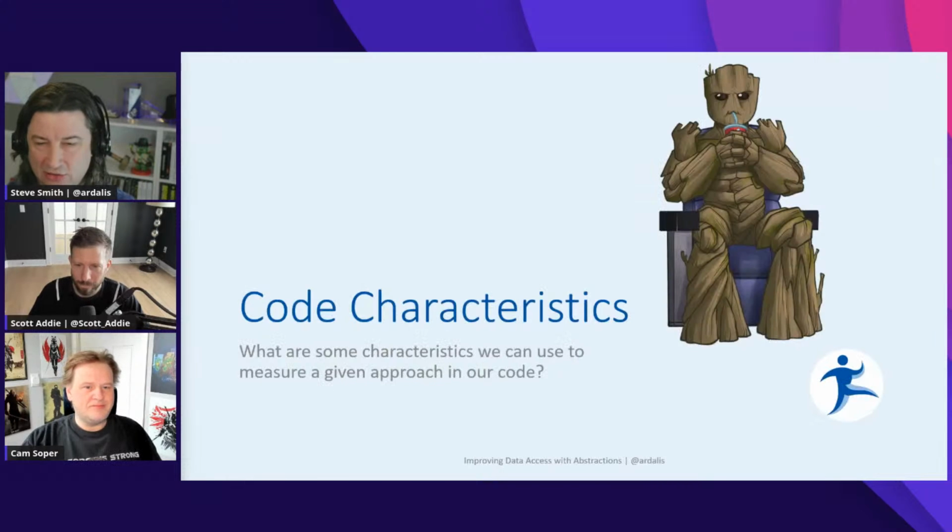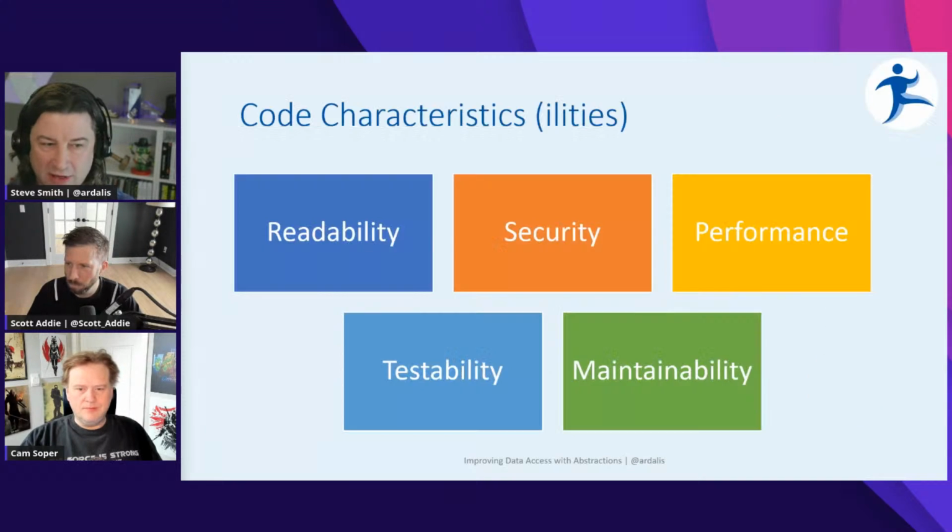So some of the coding characteristics that we want to use to evaluate how we do data access are things like ilities, these sort of non-concrete, but things we can evaluate subjectively about the code, right? And so these would be things like readability, security, performance, testability, maintainability, and these are things that I thought were important, so I chose them. But other than that, they don't really have any significance in terms of something from the industry, right?